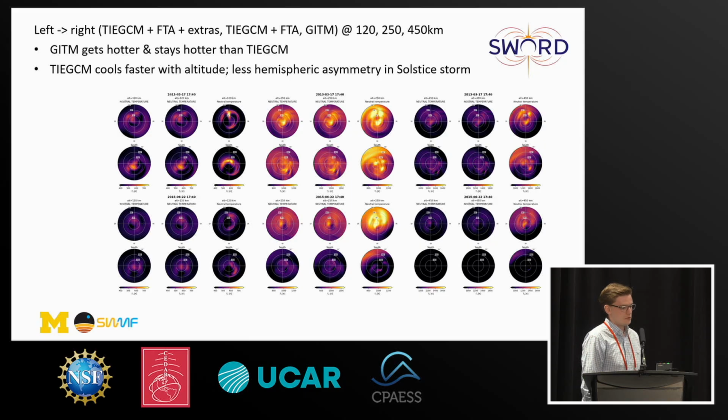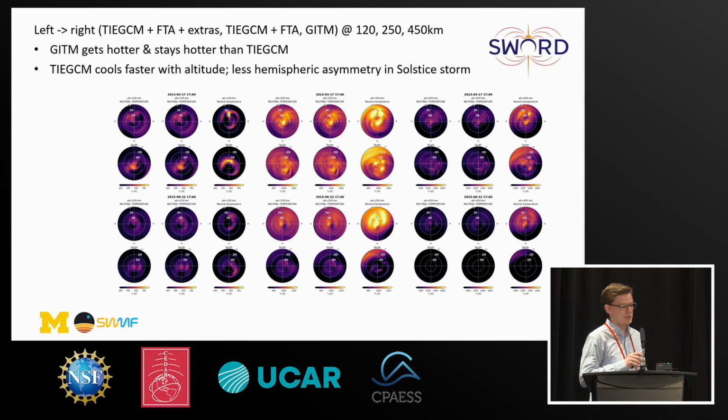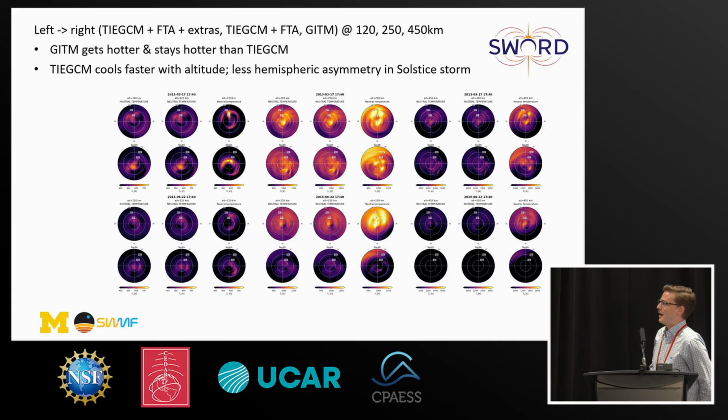In each of these 3 blocks, the leftmost is the TiGCM with FTA and the extra precipitation types. The middle is FTA only, the far right is GITM, and the top is the 2013 storm, the bottom is the 2015 storm. You can see that GITM seems to have a stronger hemispheric asymmetry, whether that's physical or not, beyond the scope of this talk. Again, modeling study, we're just turning knobs and seeing what happens.